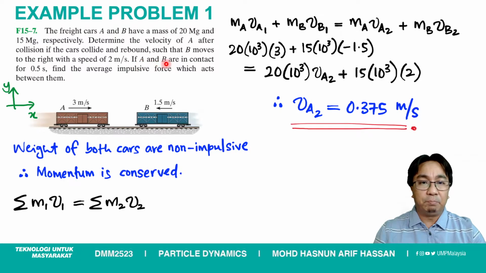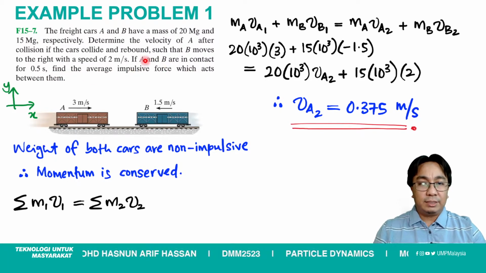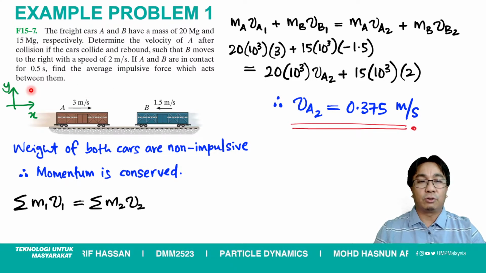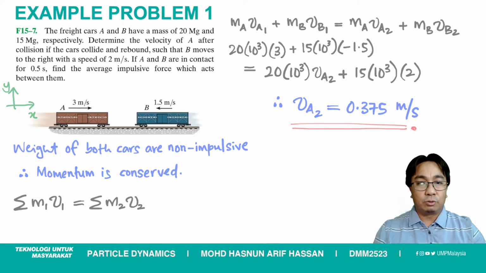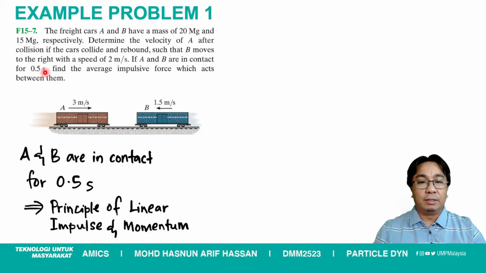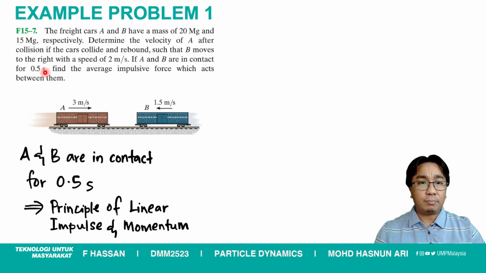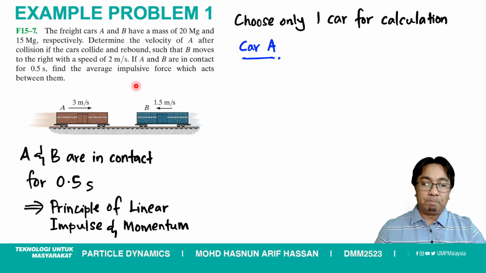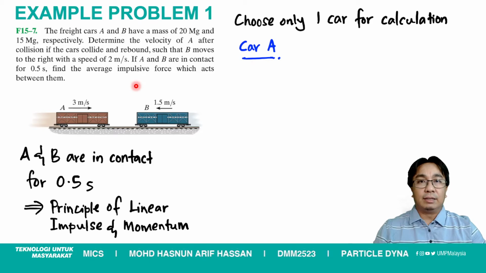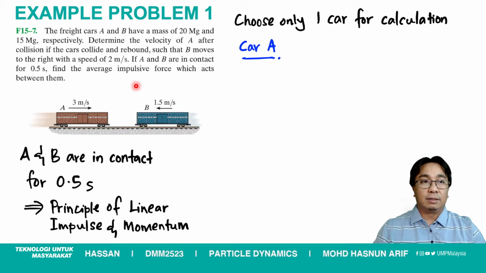Okay, now we move on to the next part of the question. If A and B are in contact for 0.5 seconds, find the average impulsive force which acts between them. So this part of the question is no longer conservation of linear momentum because the time is given here. So to solve this, we need to apply the principle of linear impulse and momentum, the one that we learned in the previous lesson.